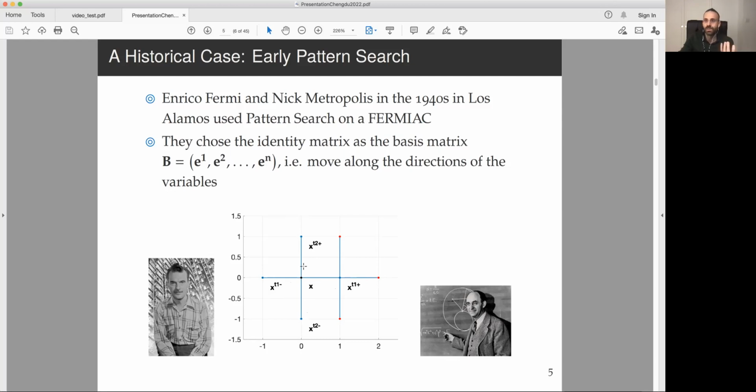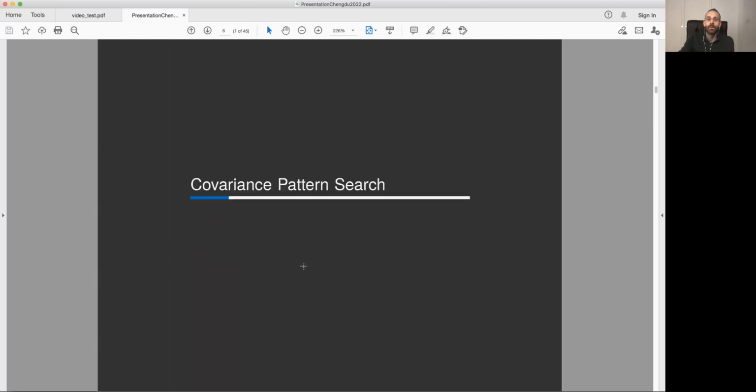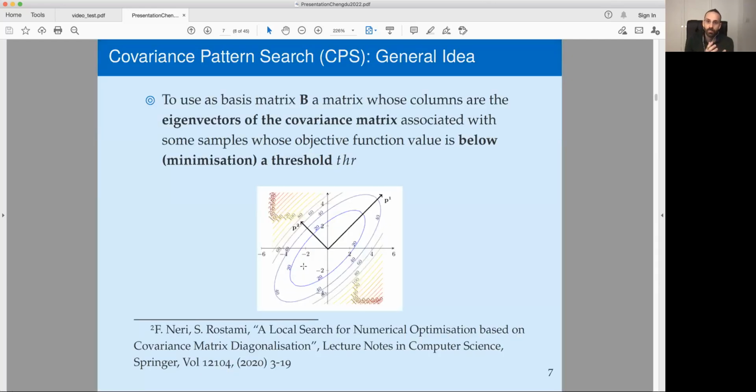But this solution is definitely the most simplistic, but is it actually the best? Now, I have to take a step forward, to just a couple of years ago, and introduce something that my colleague and I have designed, which we called Covariance Pattern Search. Let us give at first a general idea.